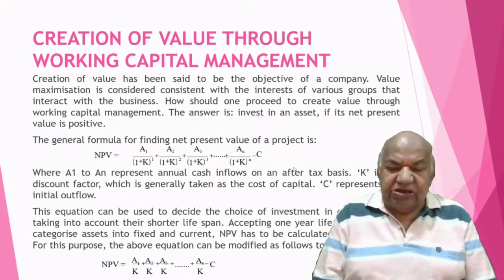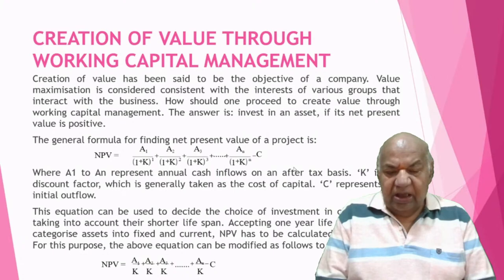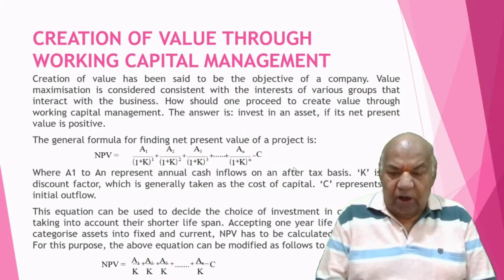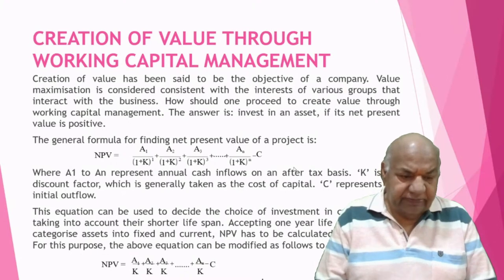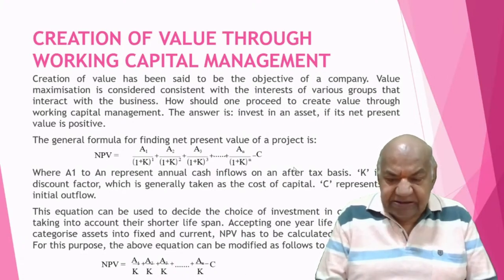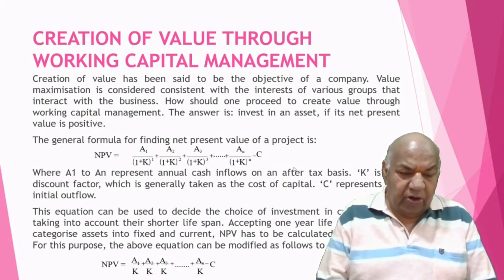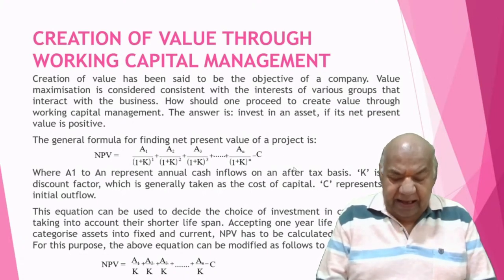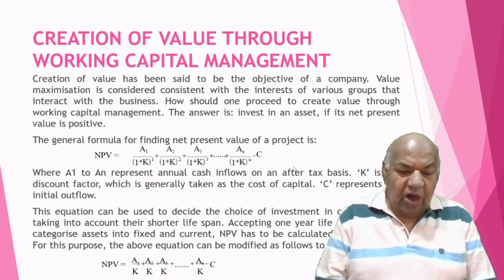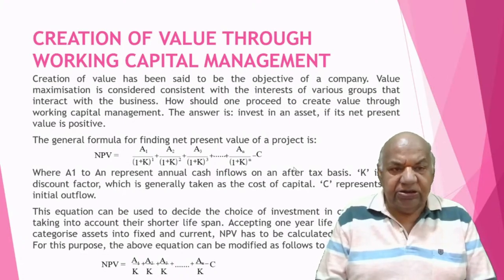Accepting 1 year life as standard to categorize assets into fixed and current, NPV has to be calculated for each year. For this, the above equation can be modified as follows to elicit NPV. NPV equals A1 upon K plus A2 upon K and so on up to An upon K. And from the summation of this, we have to deduct C.